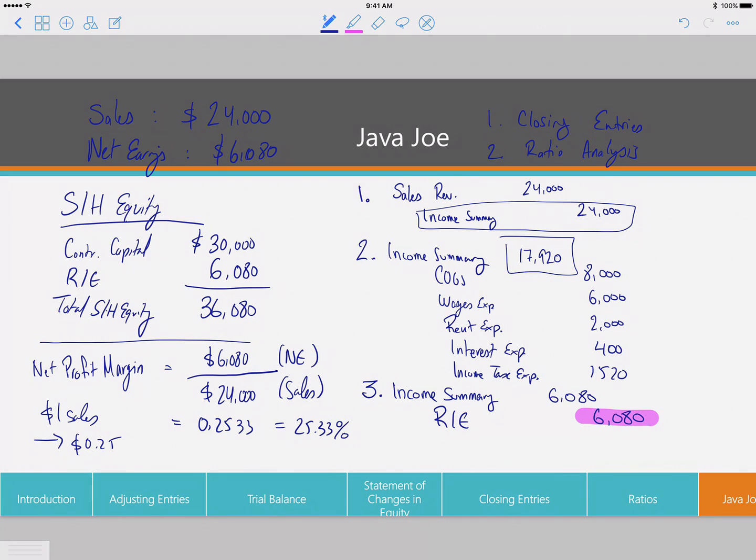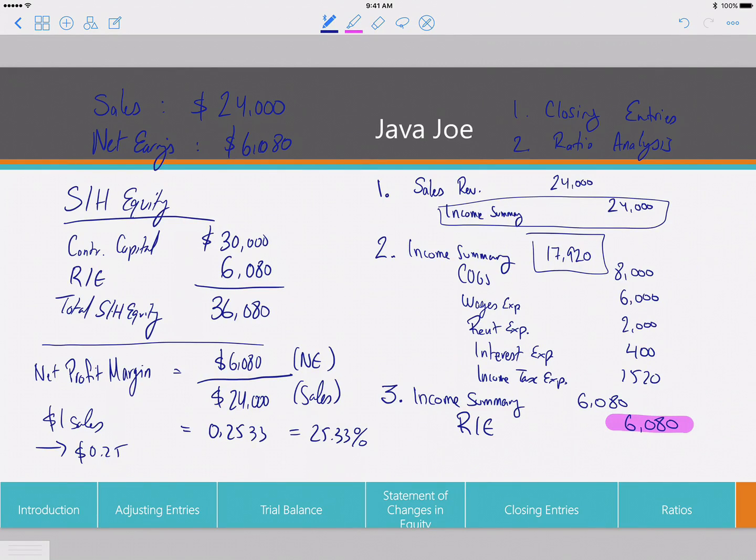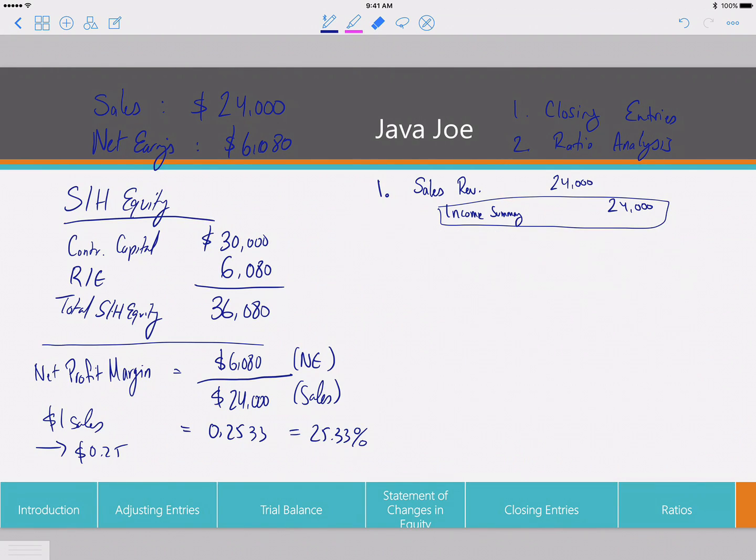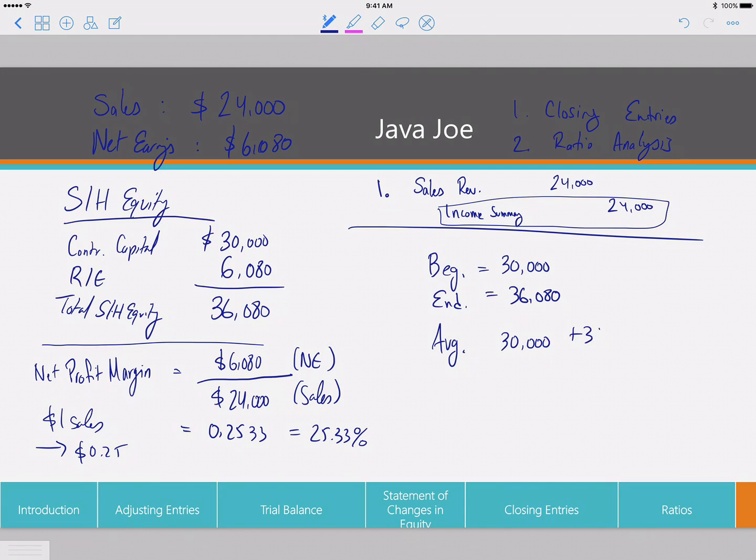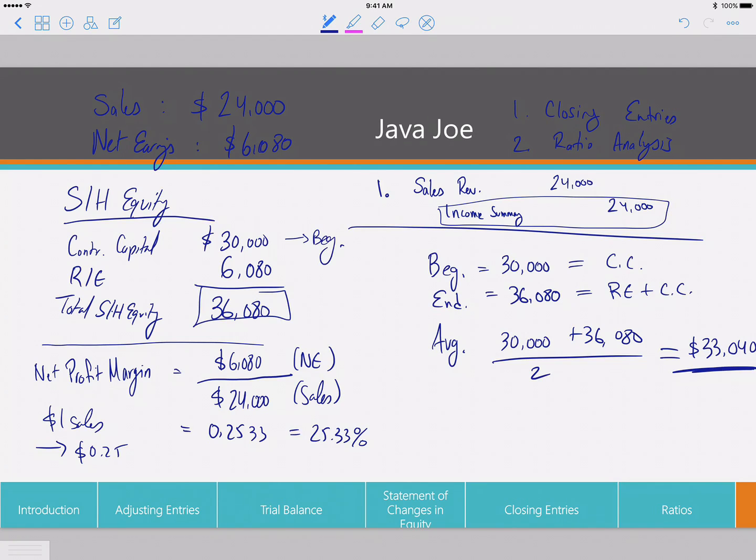We are now going to calculate our return on equity. So let's make some space. So our equity for the period, so we need our average equity, right? So our beginning equity was equal to 30,000, and our ending was equal to 36,080. So our average, right, so 30,000 plus 36,080 divided by 2 gives us an average of 33,040, right? Because our beginning was only equal to our contributed capital, but at the end of the period, we also had our retained earnings added to that, right? So this was our ending, but our beginning was only the contributed capital.